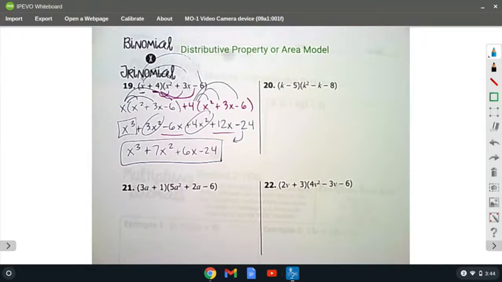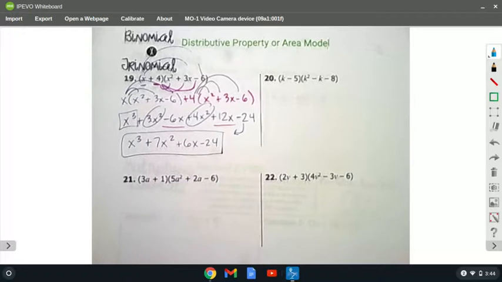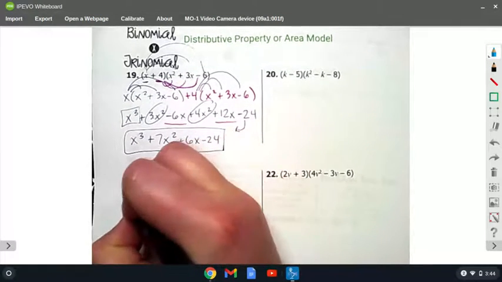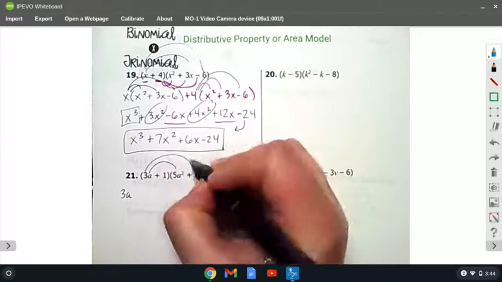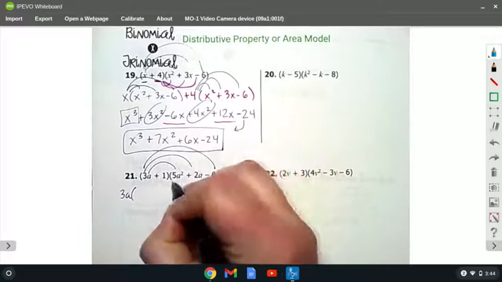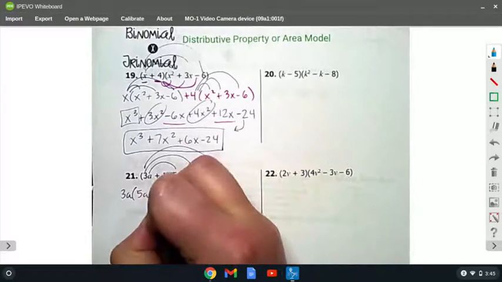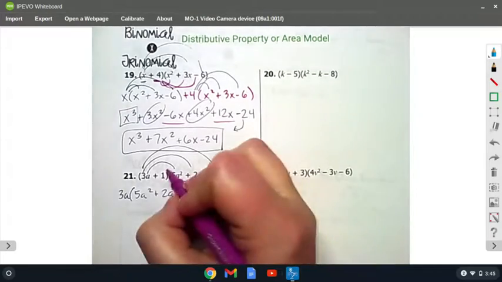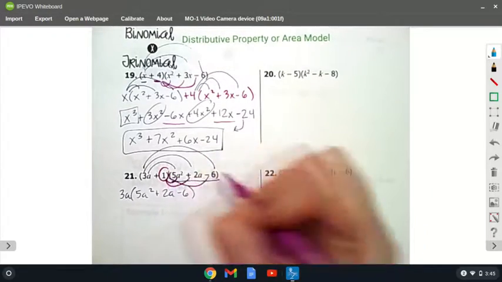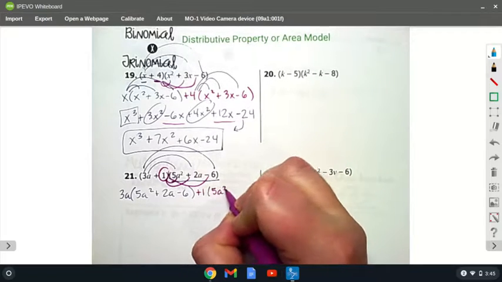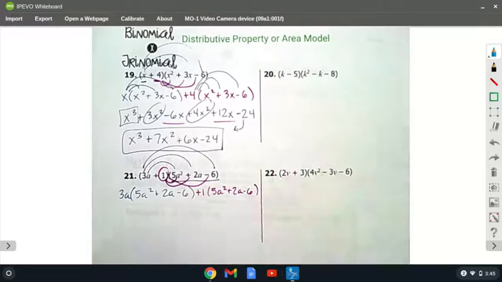All right. I am going to do number 21 as well. So I start out with this 3a. I want it to multiply by everything in this trinomial. So 3a times this whole parenthesis, 5a squared plus 2a minus 6. Then this 1 needs to multiply by everything in that trinomial as well. So I have this positive 1 times this whole trinomial.